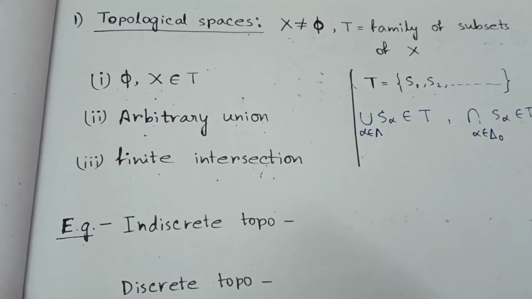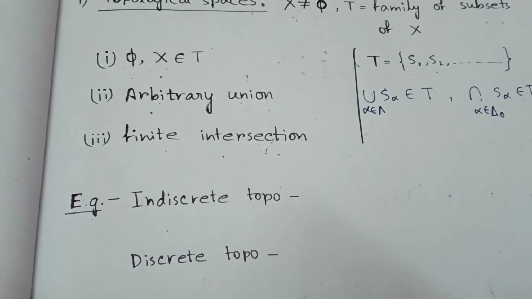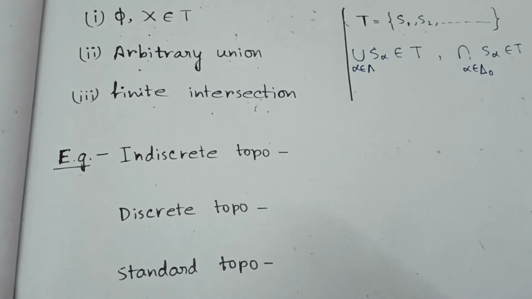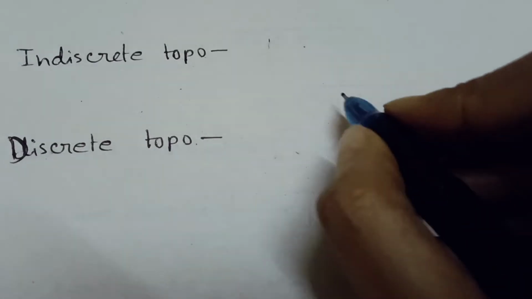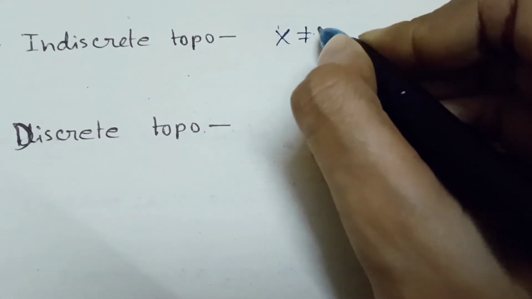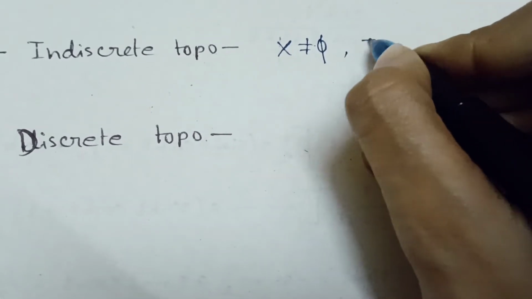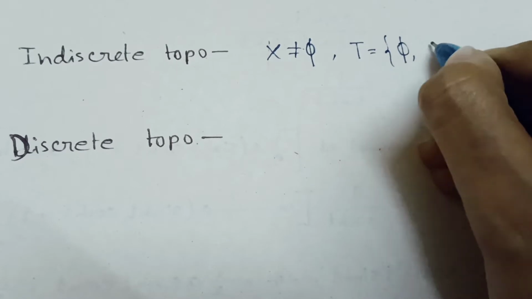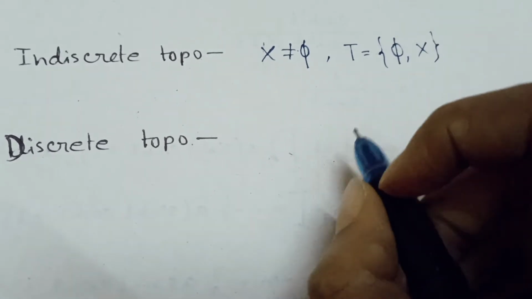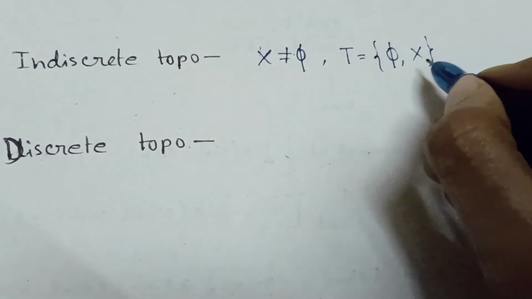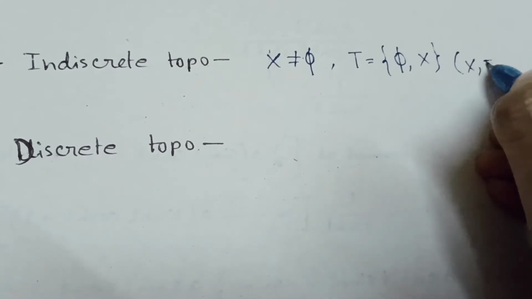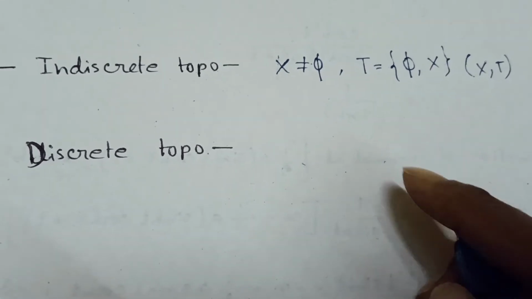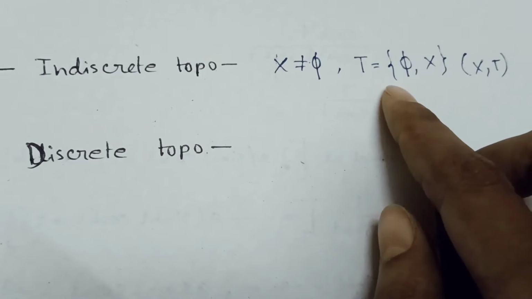Now we will take some examples of topologies. First one is the indiscrete topology. Let X be any non-empty set and T be a family containing only two elements, which are phi and X. Then this ordered pair (X, T) forms a topology called the indiscrete topology.